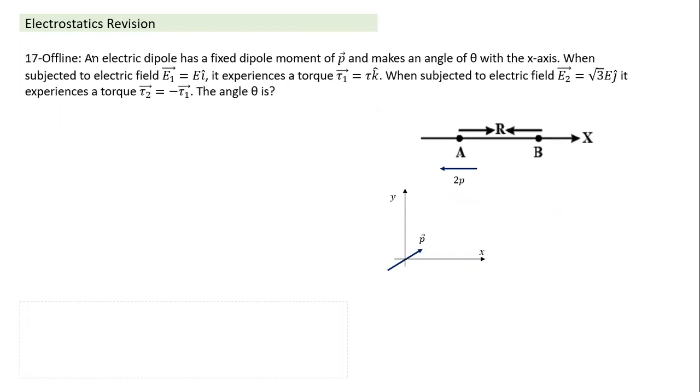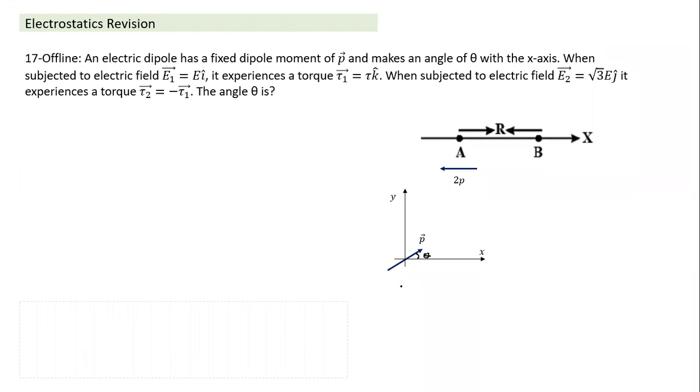Another similar question on dipole. An electric dipole has a fixed dipole moment of P. It makes an angle theta with the x-axis. This is how the dipole is placed in the xy plane, making an angle theta with the x-axis. When subjected to electric field E1, it experiences a torque tau 1.